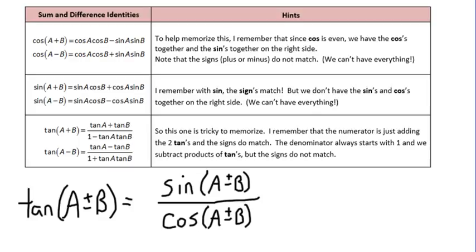So these are the three for cosine, sine, and tangent. These will all be on your sheet. The one that you might want to write down that won't be on your sheet is the one I wrote on the bottom, which is simply taking the fact that we know tangent is equal to sine over cosine. So we can use the sine and cosine sum and difference identities to find the tangent.